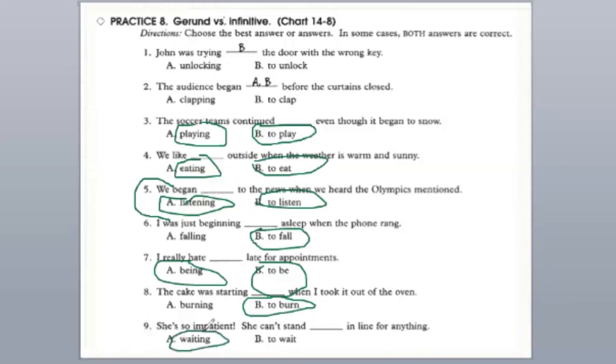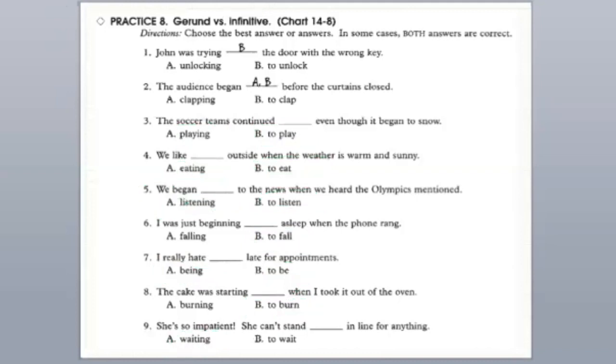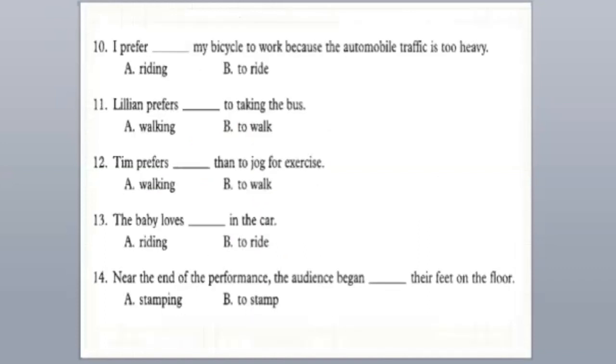Now, I'm gonna clear all the ones here. Next. Great. Good. So what about this one here? Okay. I prefer riding my bicycle to work because the automobile traffic is too heavy. All right. So the correct one is I prefer riding. I prefer to ride. Both are correct.